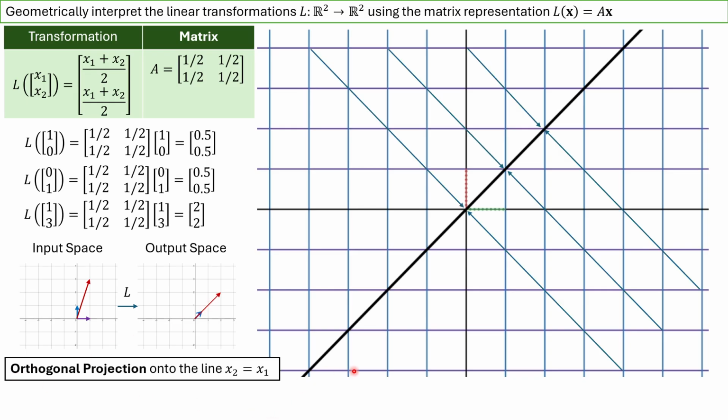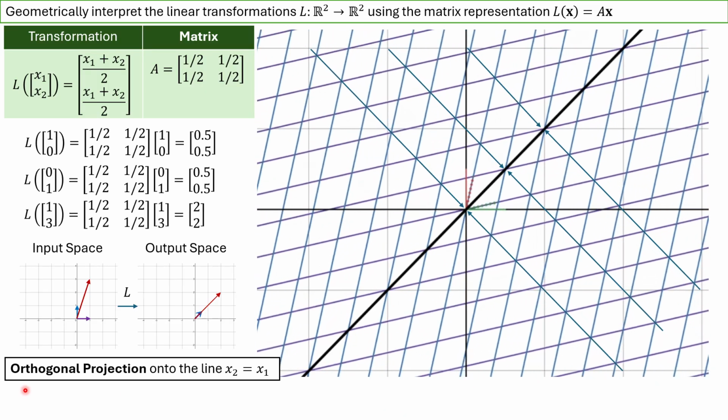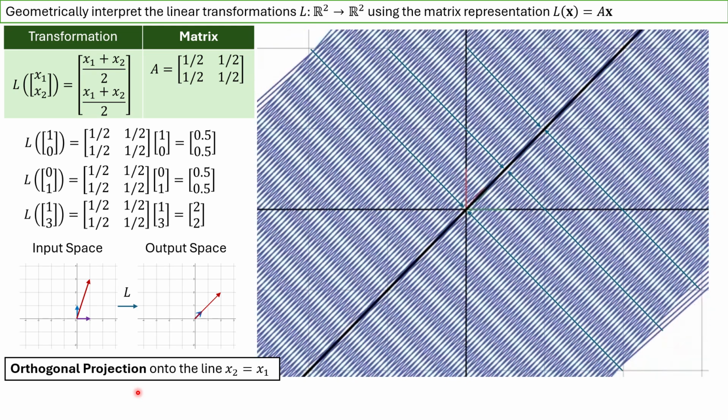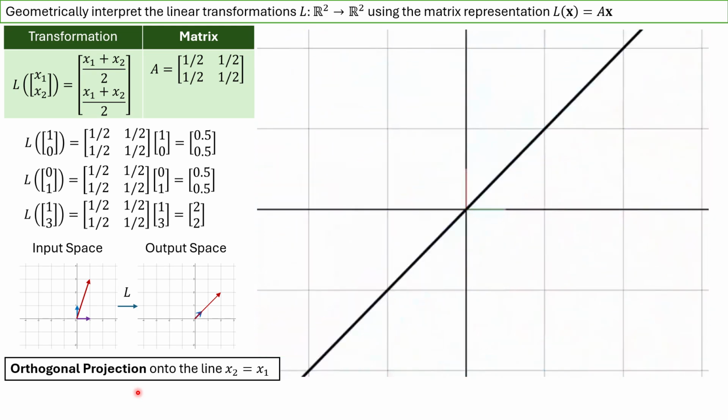So to understand how points get there, look at these blue guidelines, okay? Every point slides along a path that is perpendicular to the main diagonal, the line y equals x. It takes the shortest route possible to get to the line. And we'll call this the orthogonal projection. It's like shining a light from infinity and casting a shadow of the vector onto the line. As you watch this animation, you just saw the entire grid collapse flat onto the diagonal.